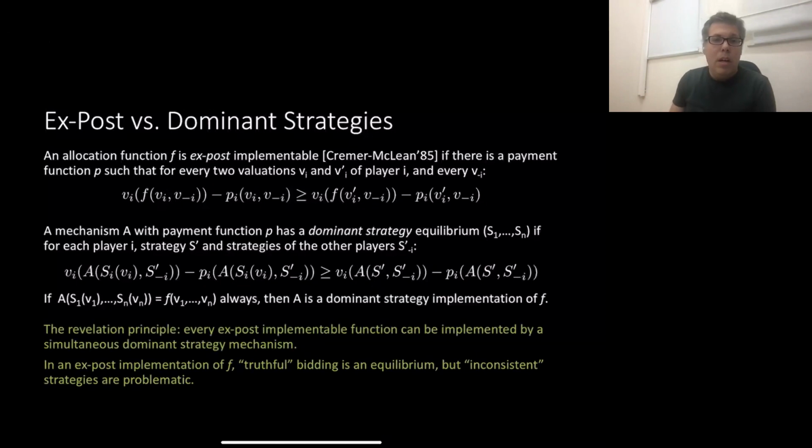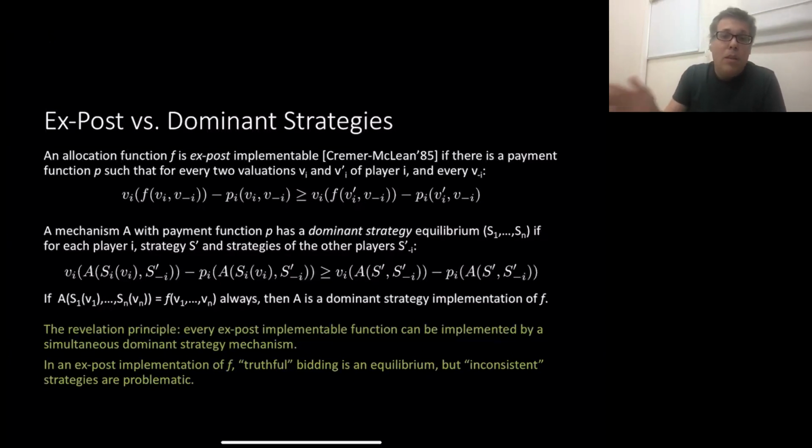that's what we have. And we, of course, have the revelation principle, which basically says that every ex post implementable function can be implemented by a simultaneous dominant strategy mechanism. Okay, what does that mean? So if you have some ex post implementable function and you ask everyone to just simultaneously submit their valuations, their types, then the central authority can compute the outcome and we get a dominant strategy equilibrium. Simply because everybody is doing everything simultaneously, there is no way to threaten anyone else.